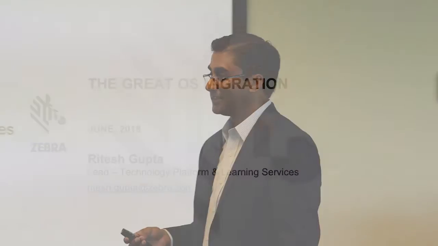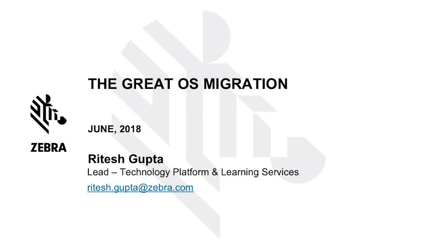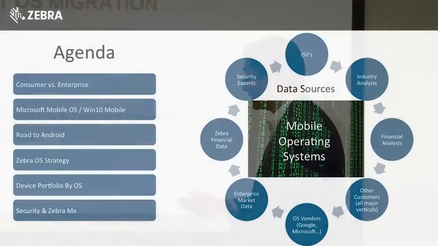Everyone, I'm Ritesh, and I'll walk you through some of the interesting things that are happening in the enterprise ecosystem. We call it the Great OS Migration because it is one of the biggest transformations that have happened within the enterprise space. For a decade or longer, we were a Microsoft house, and then over the last 6 years or so, things have started to migrate to Android.